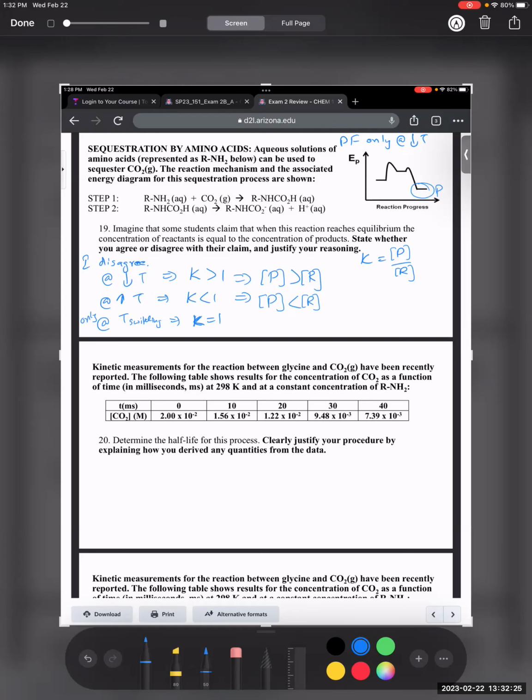All right. Okay, moving on. The next question. Determine the half-life of this process. Clearly justify a procedure by explaining how you derive any quantities from the data. Okay, now let's see.